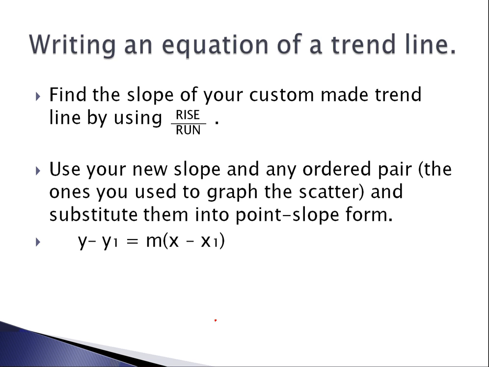Now, once you draw your trend line, your job will be to find an equation for that line, one that we can use to predict values both inside our data set and outside of our data set. So to do that, after we draw our trend line, we're going to have to find the rise and run, the slope. After finding the slope, since we already have at least one ordered pair, we can use point slope form, the equation point slope form, to help us come up with an equation for our line.